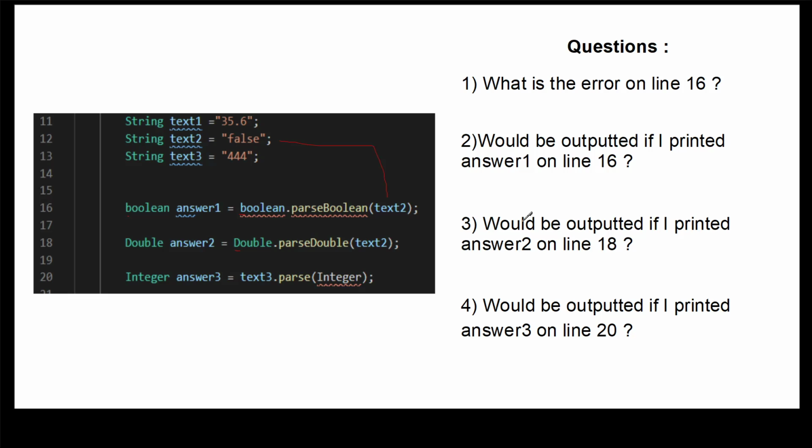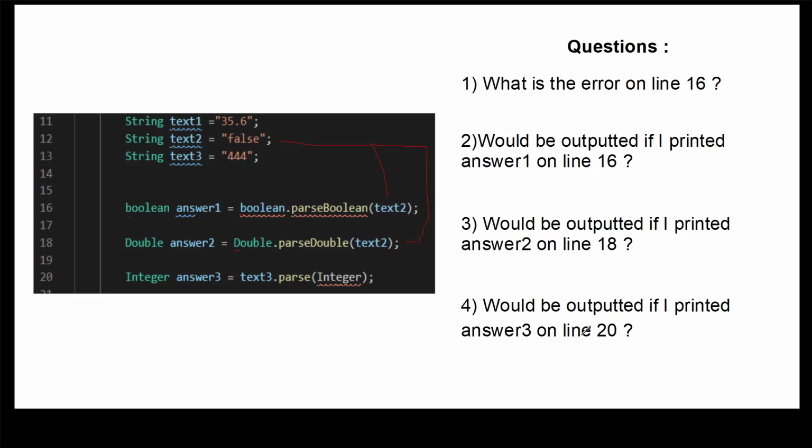Number 3, if you did answer 2 here and you outputted it, would that be okay? So again, we're trying to insert text2 here, and we're trying to create it as a double. Now, again, false is not a double, so that would create an exception. So there would be an error here.